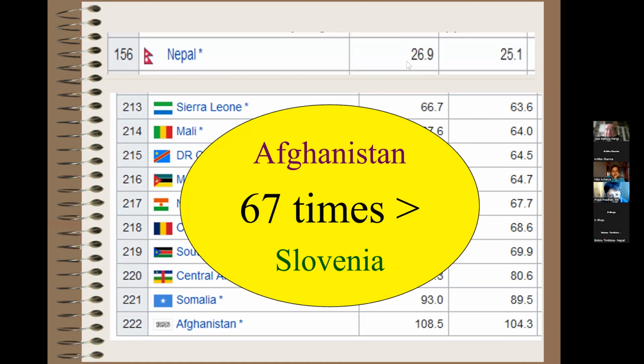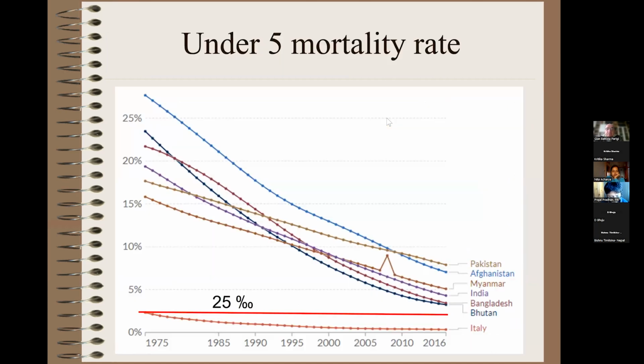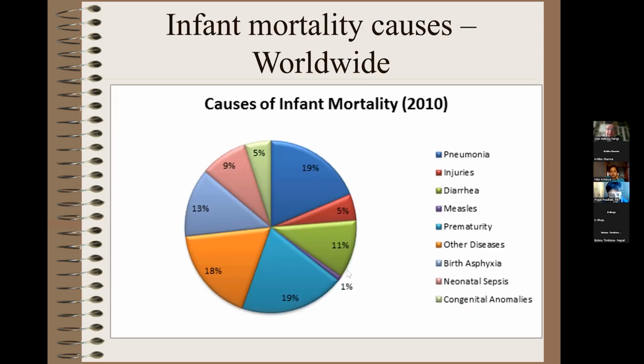Nepal is at 26.9. And speaking again about what happened in the last 50 years, the reduction has been important. Afghanistan reduced it a lot, and you can see the same for Pakistan, Myanmar, India, Bangladesh. All of them are decreasing. Italy, in comparison, is this one. 25 per thousand, 2.5%, is the target. Bhutan is on the way of reaching the target. The other countries still have a lot to struggle for that.